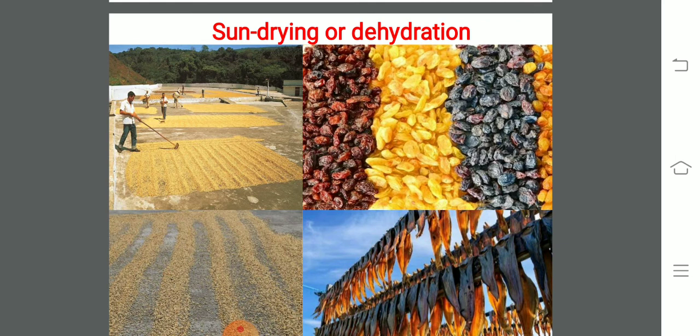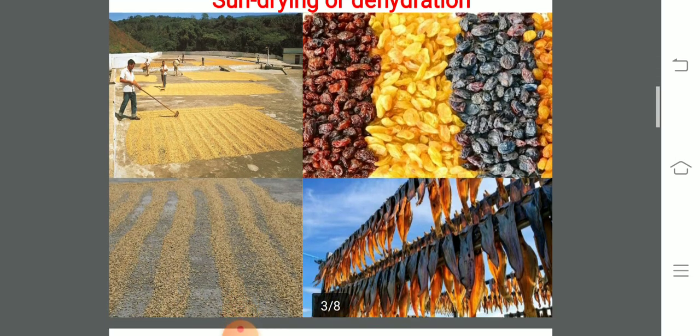Okay, the second picture shows the grapes. Due to the drying, there is what? It reduces their weight. It reduces the water activity, which prevents bacterial growth. Then the fishes are also dried, so that they can be stored for a long time and be edible for future use.